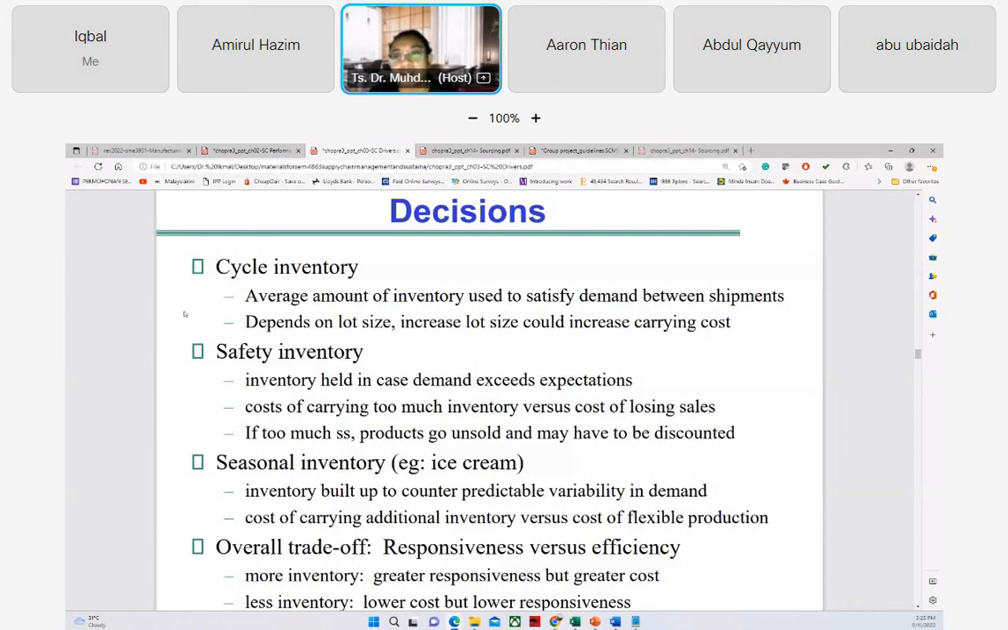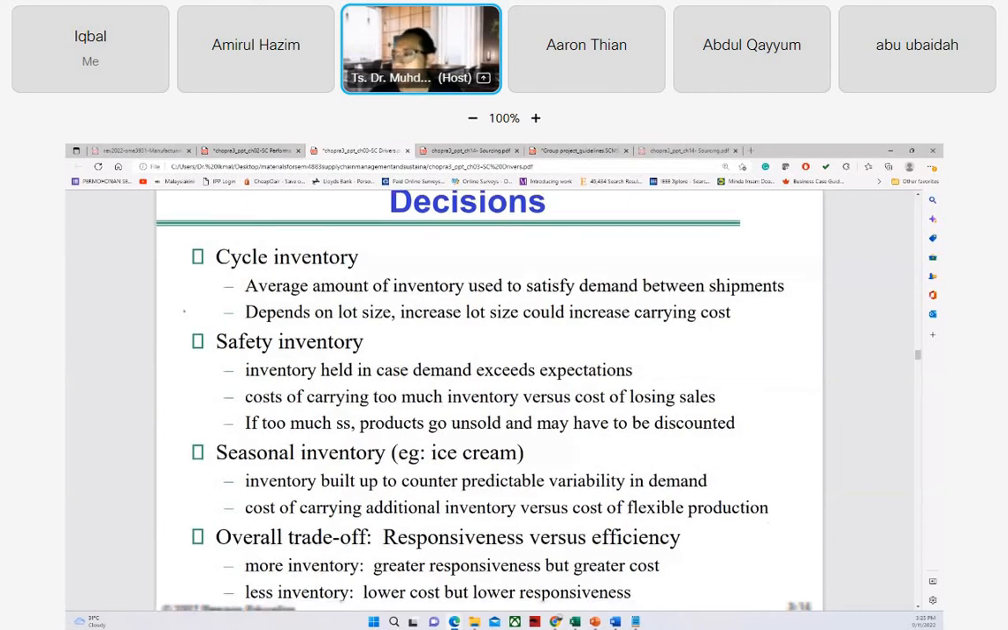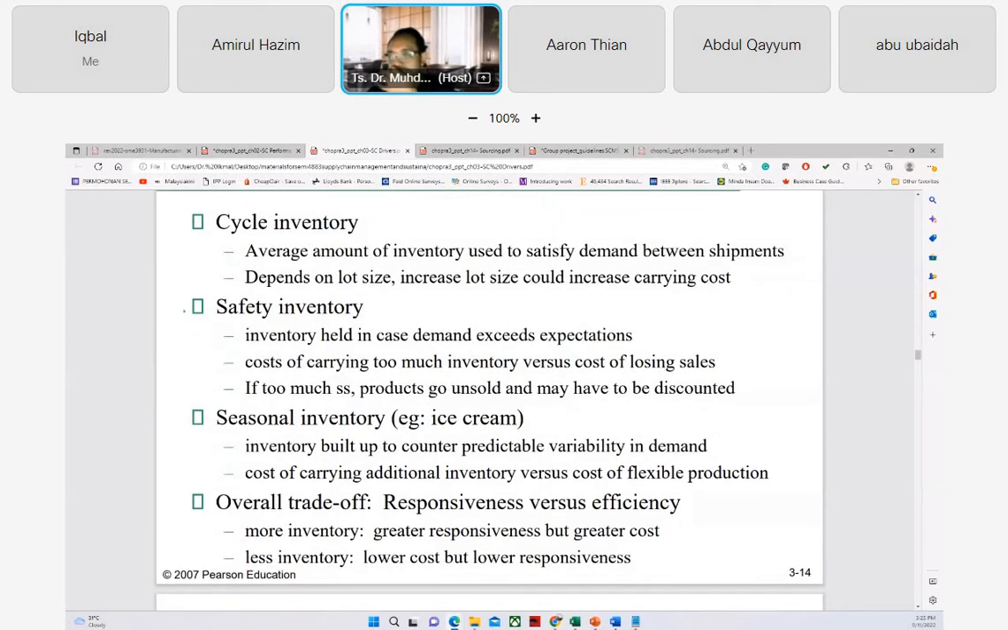You increase the transportation, you increase the shipping cost, for example, because of this. So you have to be balanced. And then safety inventory is held in case demand exceeds expectation: the cost of carrying too much inventory versus the cost of losing sales. And if there is too much safety stock, SS, product goes unsold and may have to be discontinued. So that's the thing that I did mention to you.